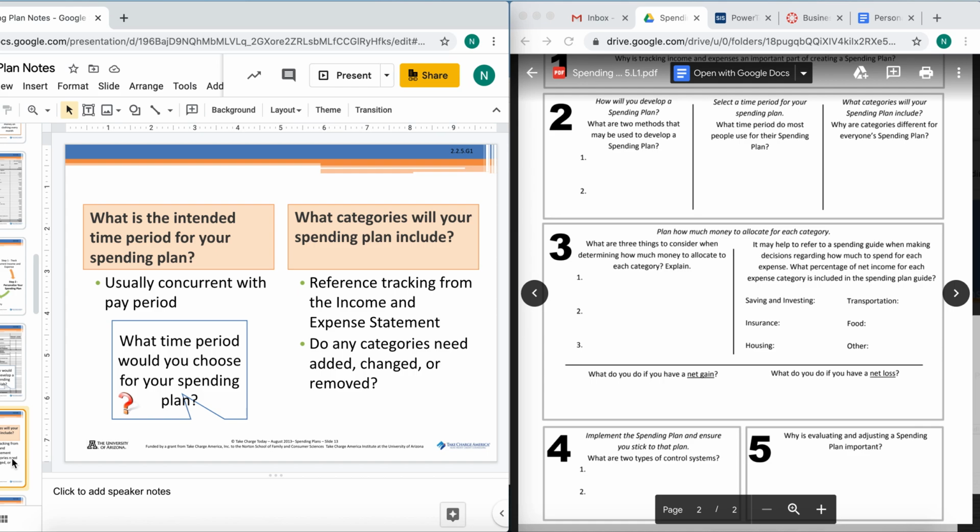And then what categories do we include on our spending plan? We're going to reference that income and expense statement. So we're going to look at those bank statements and we're going to see where we have spent money in the past. And we're going to break those down into categories. So if I have spent money at 6 different fast food restaurants this month, I'm going to break that out into eating out at restaurants and make that one category. And then I would add all of those numbers up and see how much I spent eating out at restaurants. And everybody's categories are going to be different. It really just depends on where you're spending your money every month.